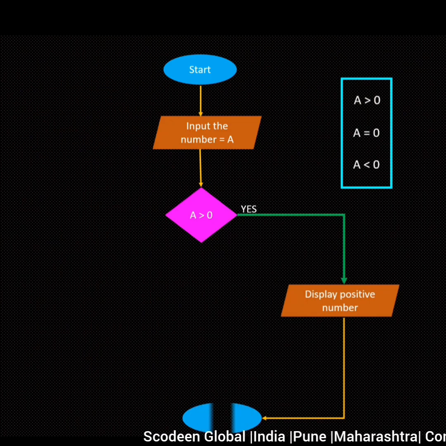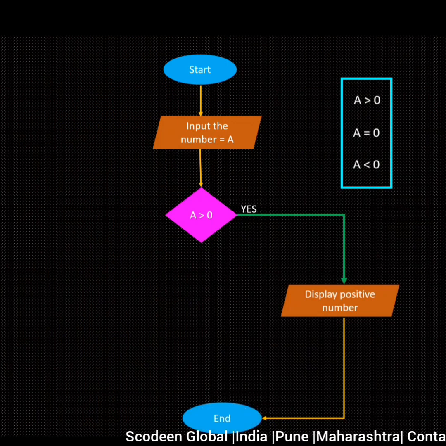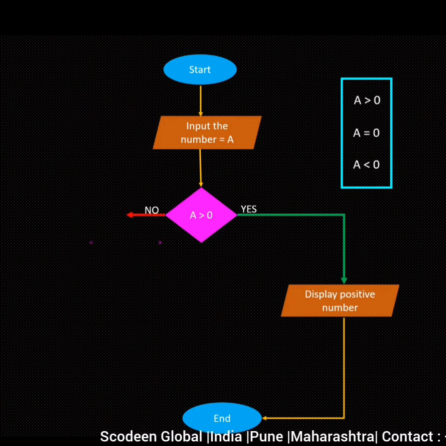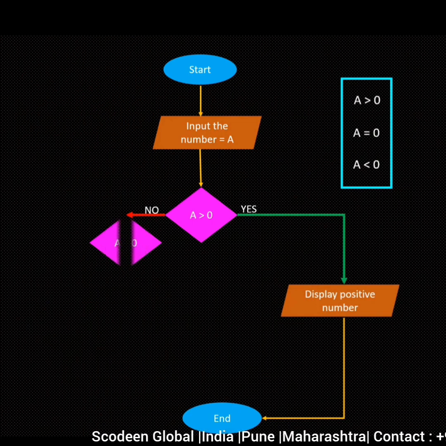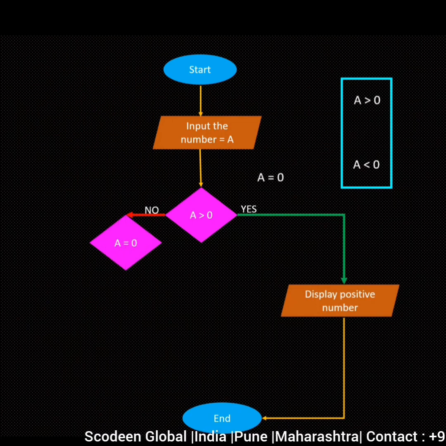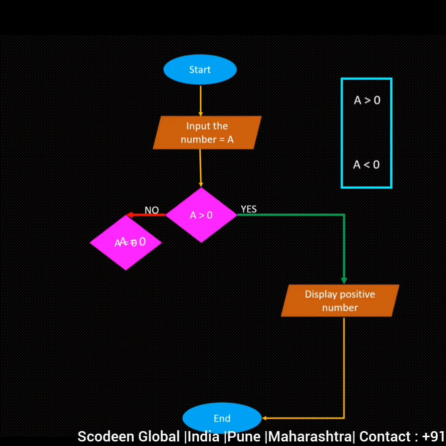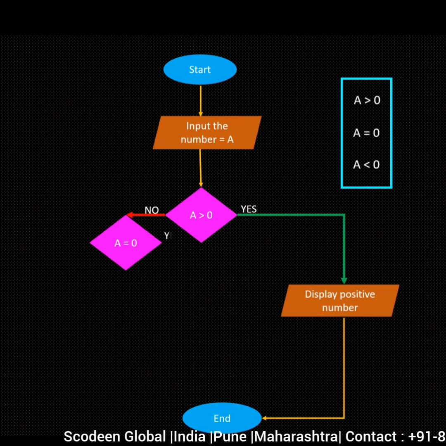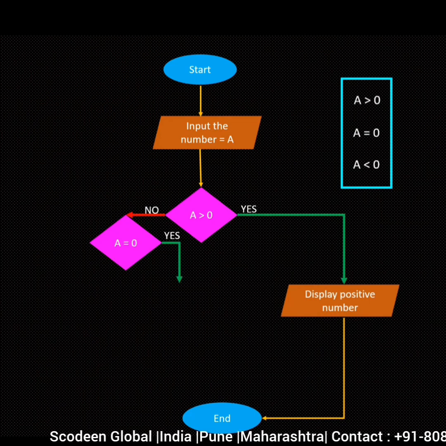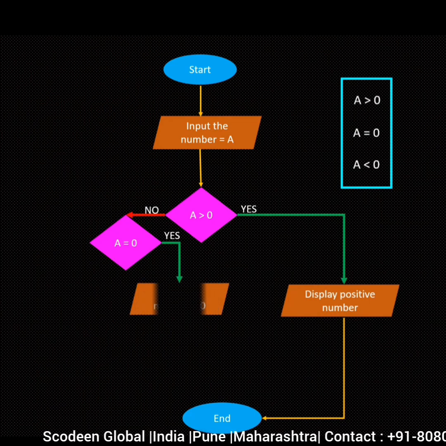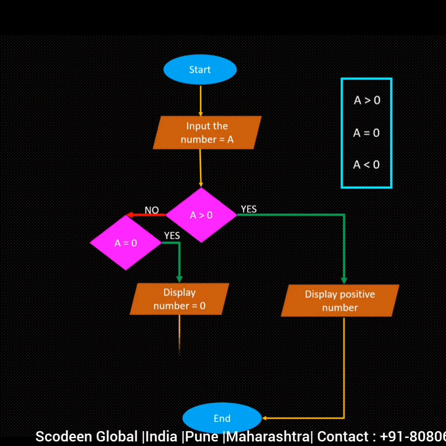So next we'll move to the false condition, that is no. So if it is no, then the second condition will be there, A equal to 0. So it is also a decision. It can be true, it can be false. So if it is true, that is yes, then we can write display the number equal to 0. And we can end the flowchart.